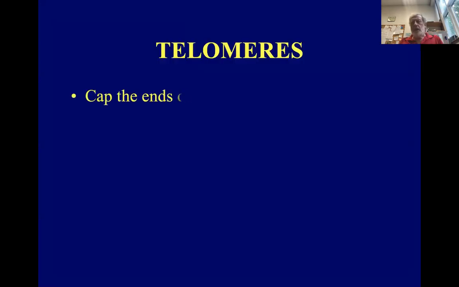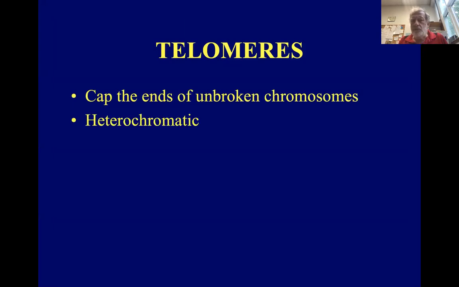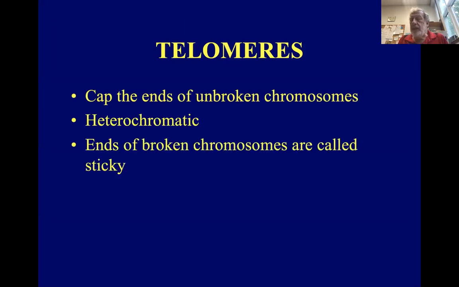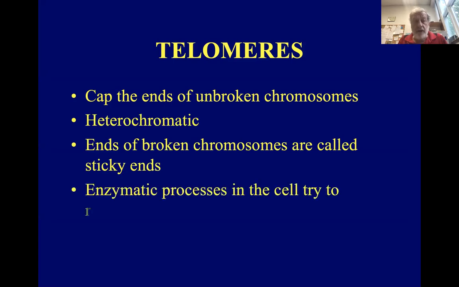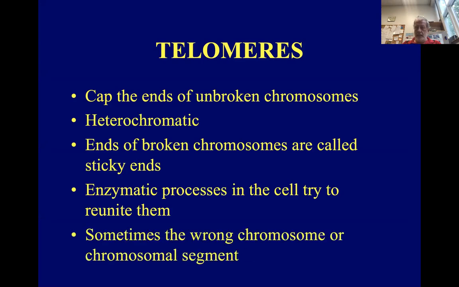Telomeres then. These cap the ends of unbroken chromosomes. They're heterochromatic, and they have DNA sequences with associated proteins. But when chromosomes break, there's no telomere there, and enzymatic processes in the cell want to stick stuff there, so we call those sticky ends. And that's why you get things like translocations occurring. Sometimes the wrong segment is there, and that's when a translocation happens. Restitution is the process where the right piece of DNA is stuck back on where it broke off from.